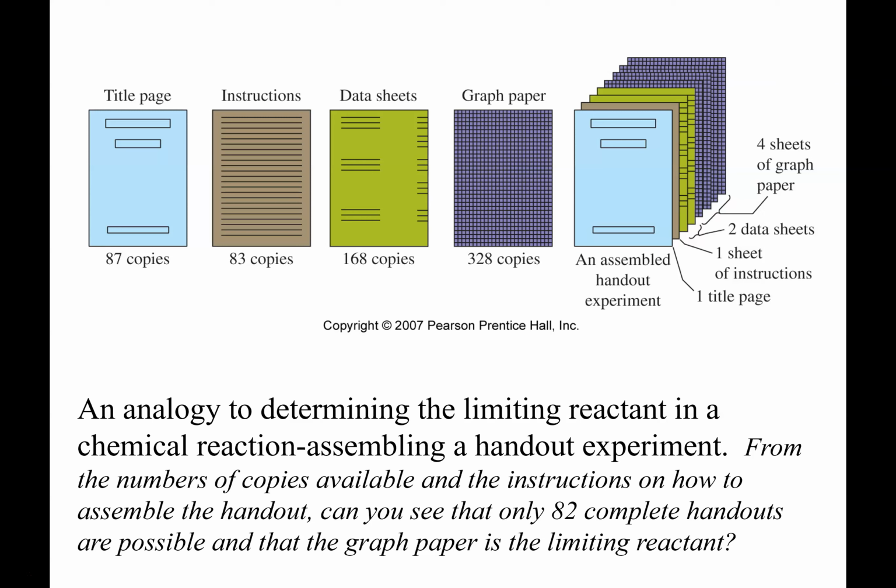Underneath is kind of the have amounts. If you were to go through a similar process we just did, you would see that you can only make 82 complete handouts, and the thing you're going to run out of first is the graph. So feel free to kind of kick that around. I want to kind of get to a problem.